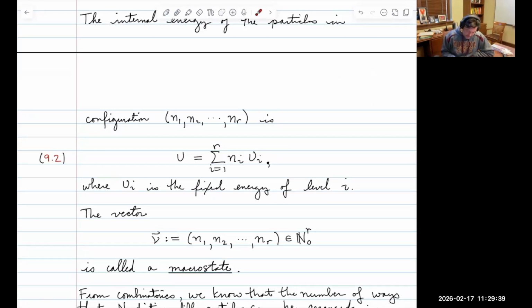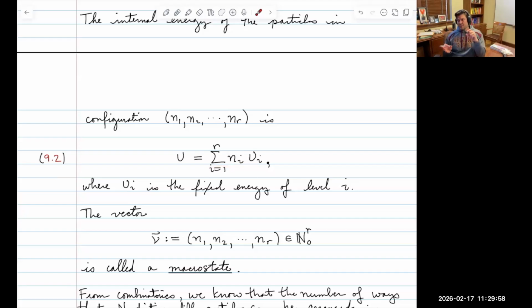Now, these numbers here are fixed from the start. They don't change. Quantum mechanics will dictate what those discrete energy levels are, and our system is going to go in and fill those levels. But once we have this configuration, we know exactly what the energy is.